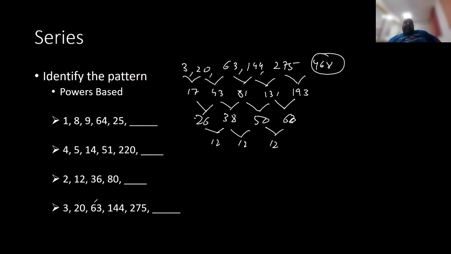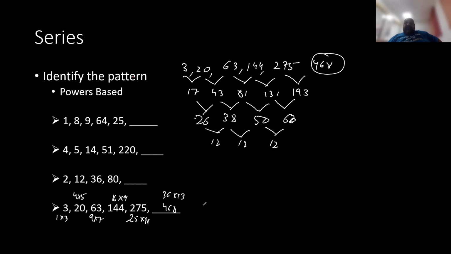Another way of cracking the question: since I had an idea that it is a power based series, I looked for squares close to these numbers or factors of these numbers. So 3 would be 1 into 3. 20 can be 2 squared, 4 into 5. 63 becomes 9 into 7. So 1, 4, 9, 16, and odd numbers 3, 5, 7, 9. This will be 25 into 11. And therefore the answer has to be 36 into 13, which again will come out to 468.